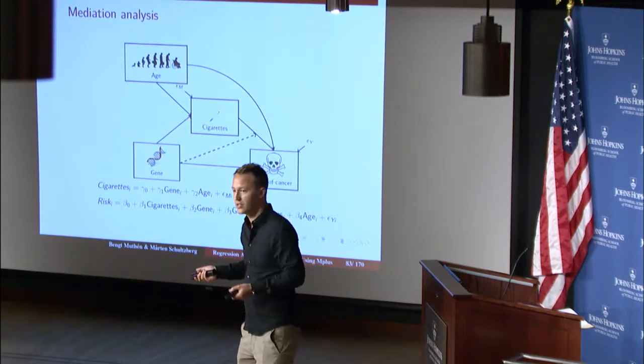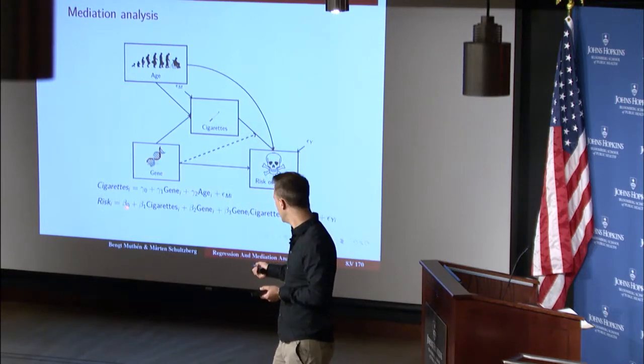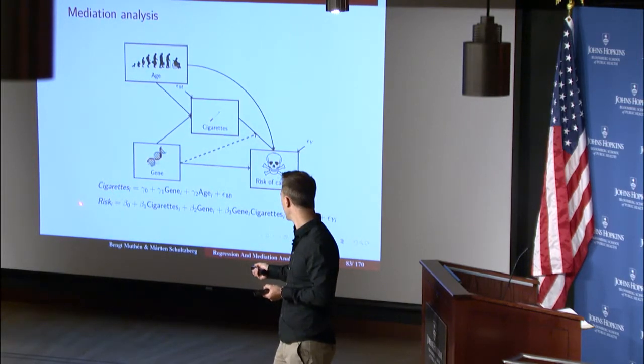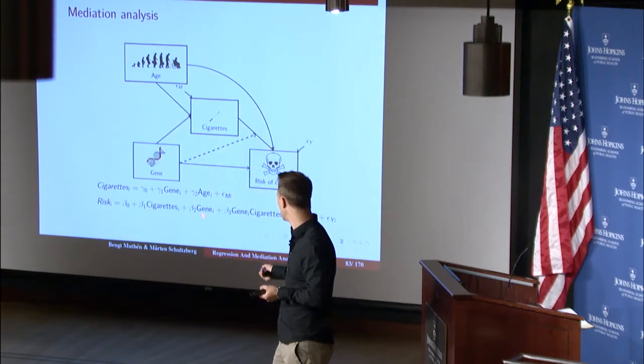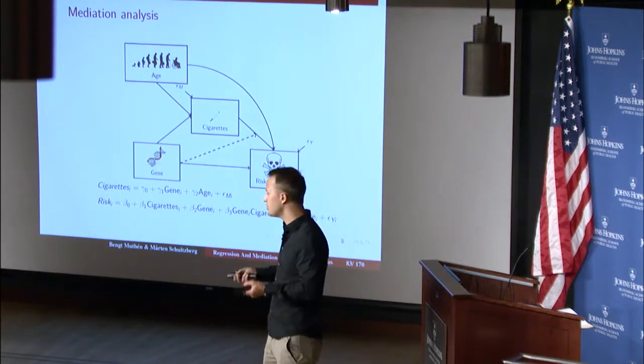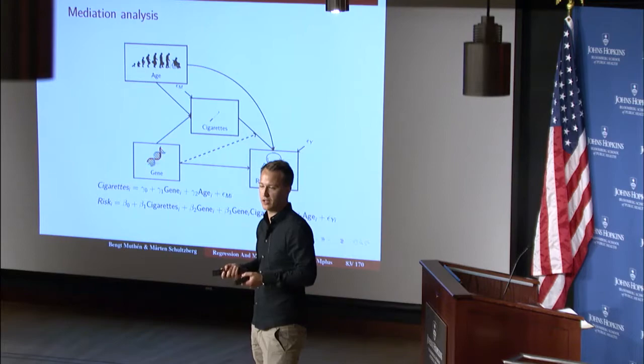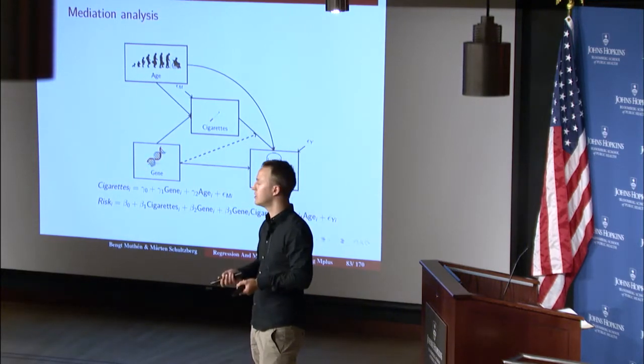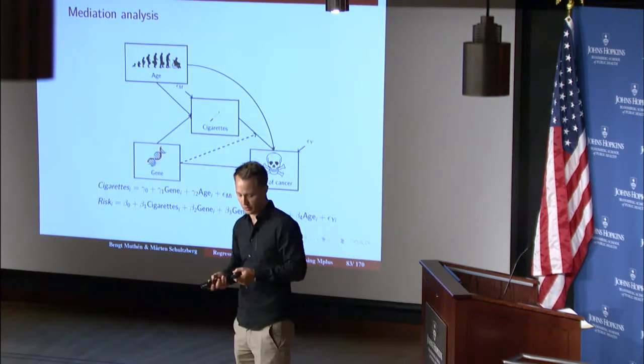And the way we would model this is simply by these two equations: the regression of the number of cigarettes, or the continuous number of cigarettes, and the outcome, the risk, on the cigarettes, the gene, and also the interaction between these two. And then the covariate age is in both of these, of course. So now the question is, how can we identify the causal effects for a model like this? What do we need to identify or need to find?